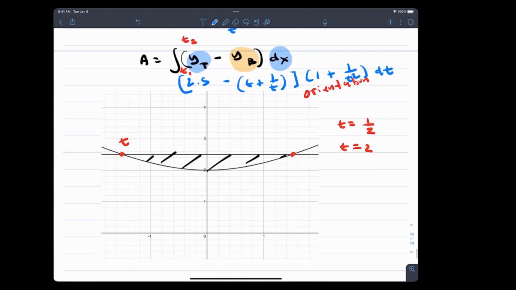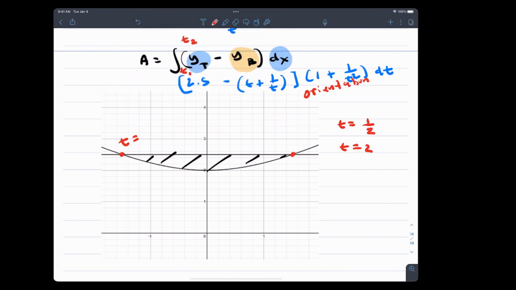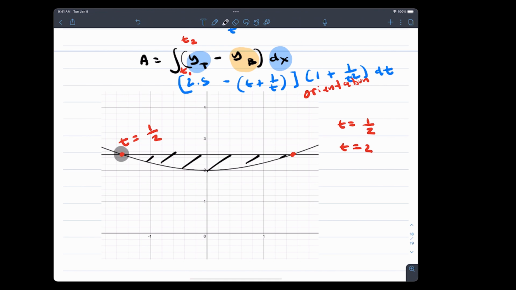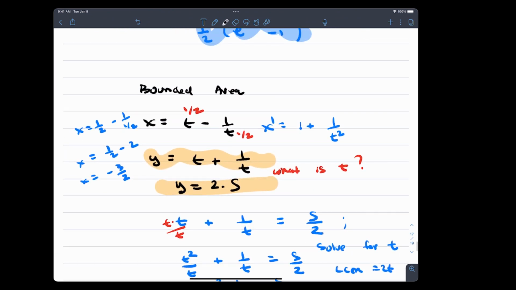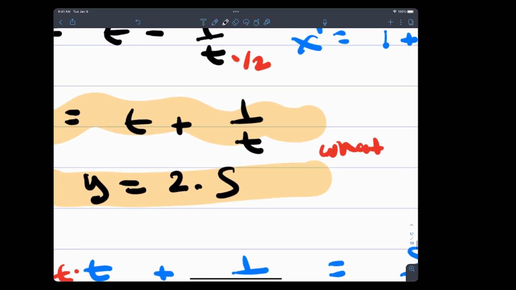So x is negative 3/2. So where is that x being negative 3/2? Ah, this is when t is what? 1/2. You know, I'm going to go back here. This is that point. So this is where x is negative 3/2. Okay, you guys okay with that? And I didn't get the y value, but I already have the y value. It's right here. Y is 3/2. It's 2.5 because it's the same y value as above.